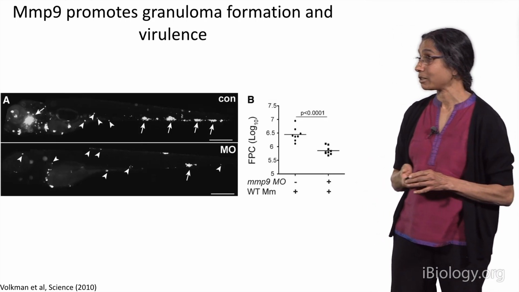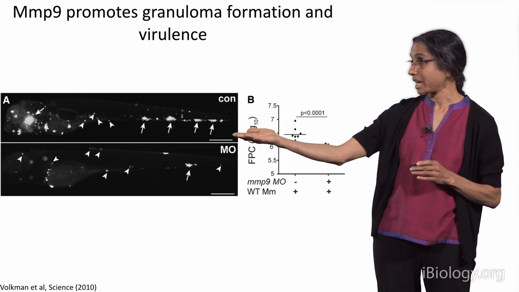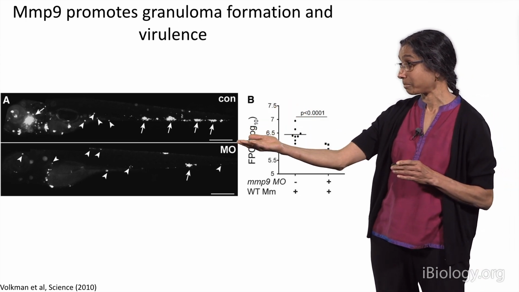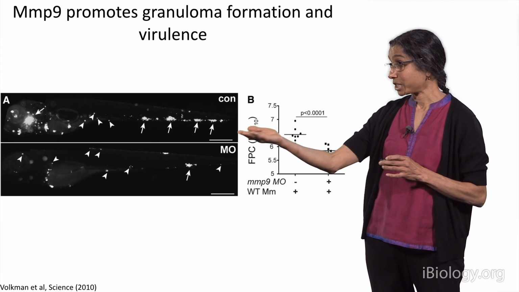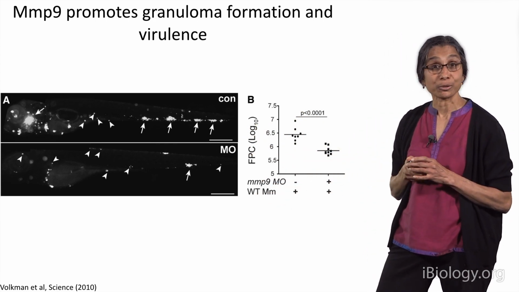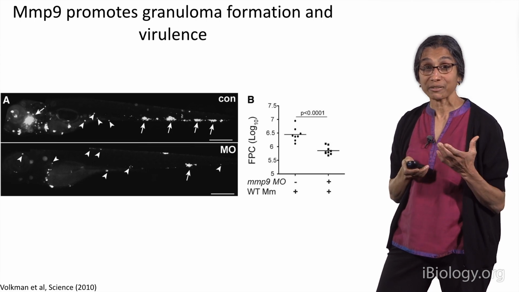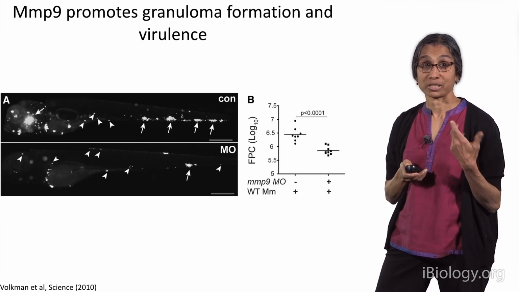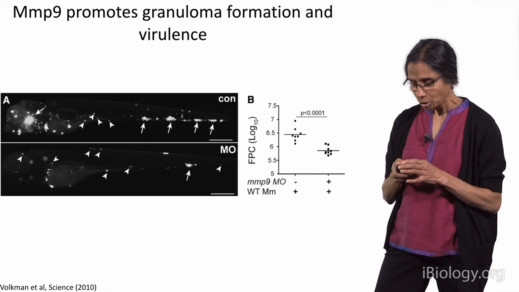And sure enough, when they looked, they saw that the MMP9 mutant, which is shown on the bottom there, that fish, was attenuated for infection, and it had very few granulomas. So it was behaving just like the bacterial mutant, and therefore it was the partner.